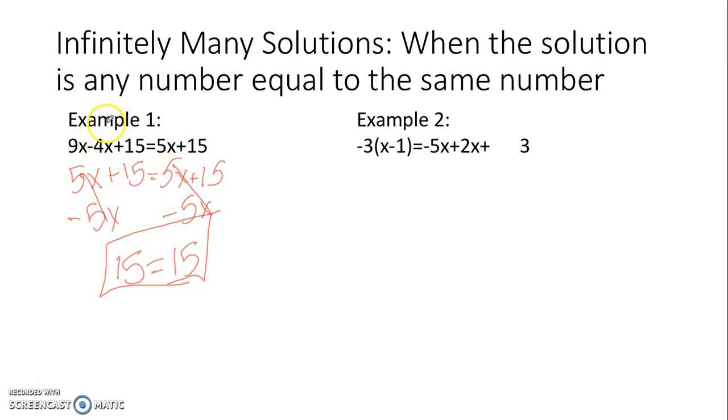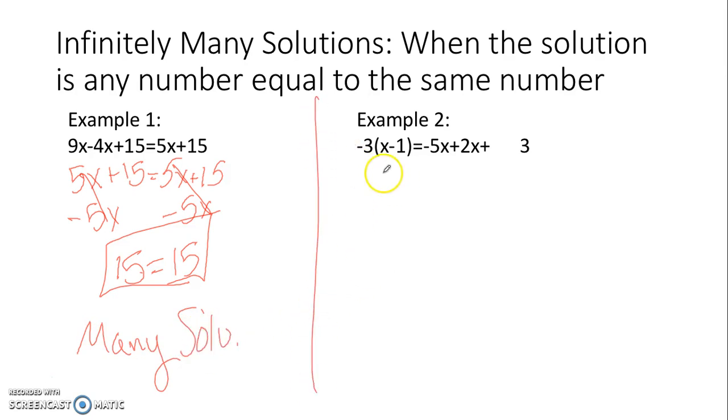So let's take an easy number. Let's take 0. So 9 times 0 is 0, minus 0, plus 15. Well, that's 15. So 15 on this side, and then 5 times 0 is 0 plus 15, so it's 15 equals 15. It's the same number. You could do the same thing with 1, or 10, or a half. Any of those numbers you can plug in, and it's going to equal the same number. So that's what it means, infinitely many solutions. So many solutions.